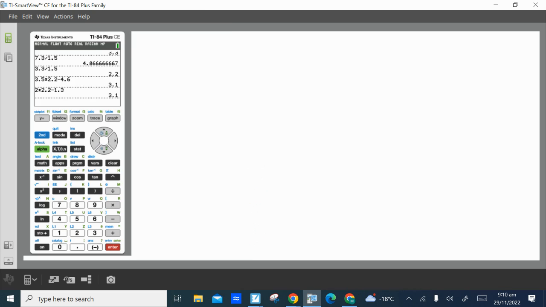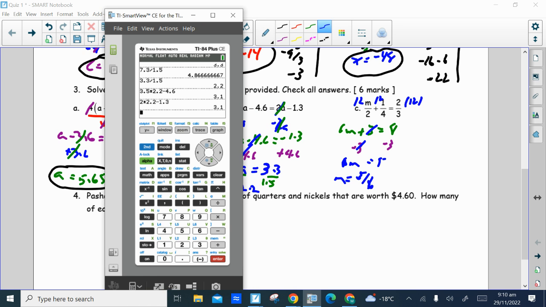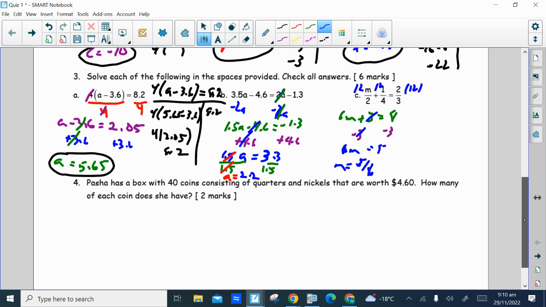And just as a quick check here, I'll use the calculator. So the original expression was m over 2. So 5 divided by 6 divided by 2 is that value. And then you have to add 1/4, plus 1 divided by 4. So it gives us 0.6 repeating, which is 2/3. And that's what the right side is, 2/3. So it checks.